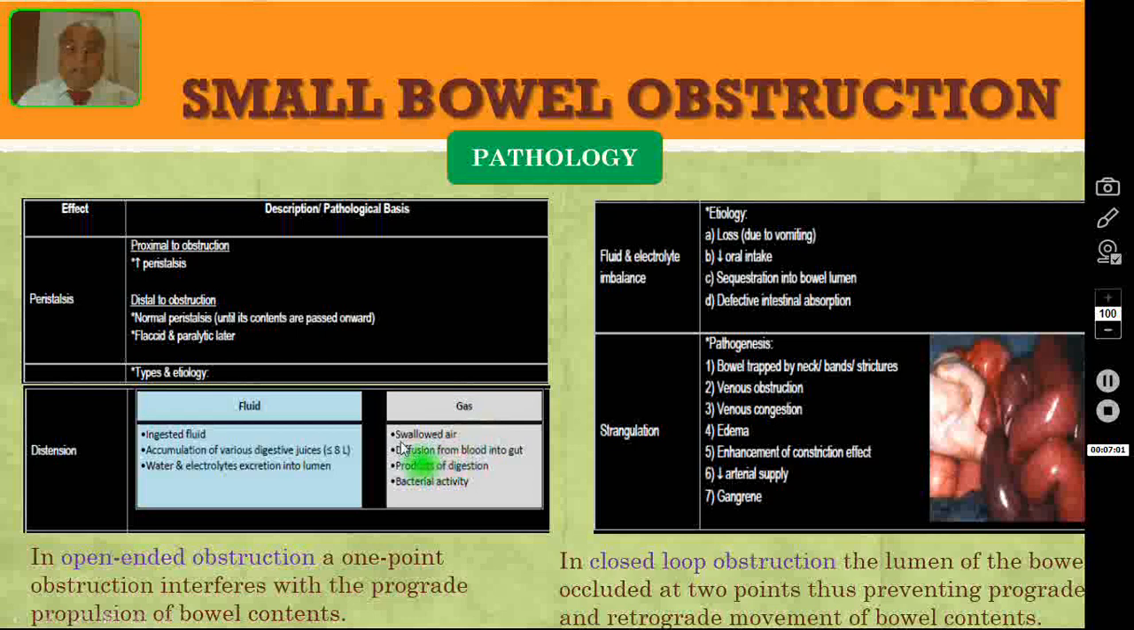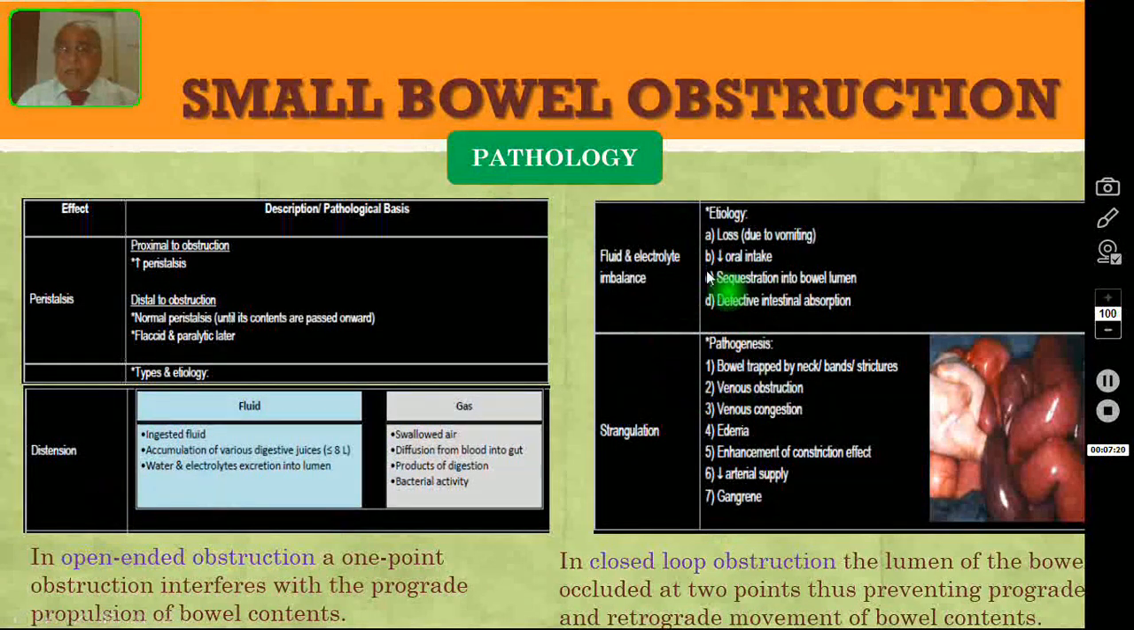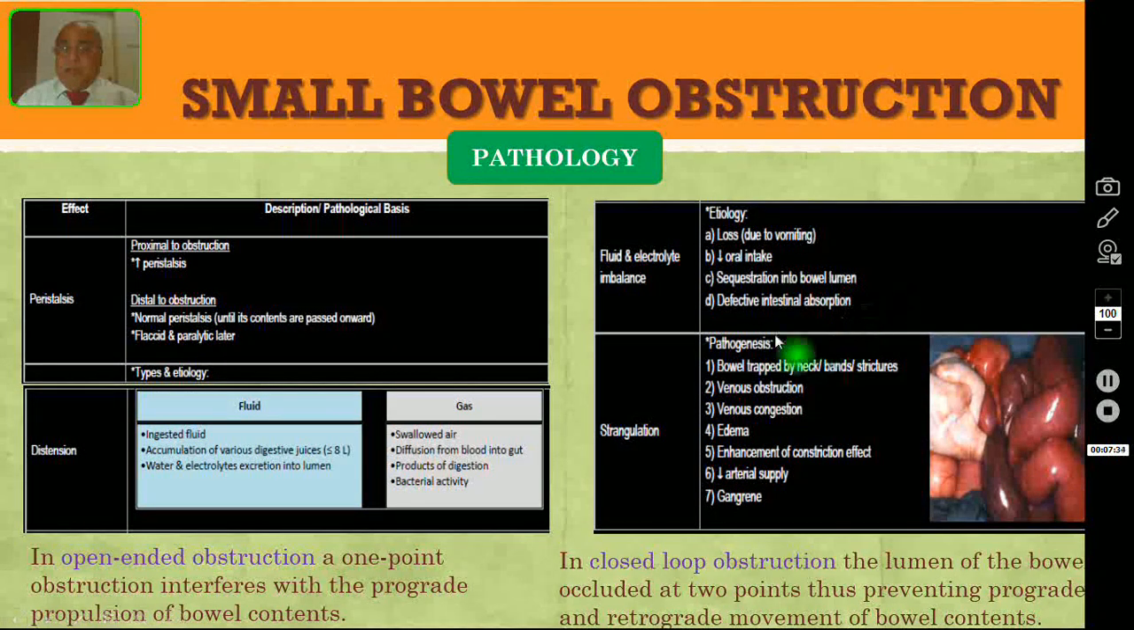Gas is accumulated because of swallowed gas, and all the gas accumulated in the lumen of the bowel, or bacterial activity. So these are the causes for the enormous amount of fluid and gas, that is the cause for the abdominal distension. These patients, because of continuous vomiting, will have fluid and electrolyte imbalance. Because of the vomiting, they will lose fluid, with decreased oral intake also, sequestration of the fluid into the third space, that is in the bowel lumen, and defective intestinal absorption. These are the different causes for fluid and electrolyte imbalance.